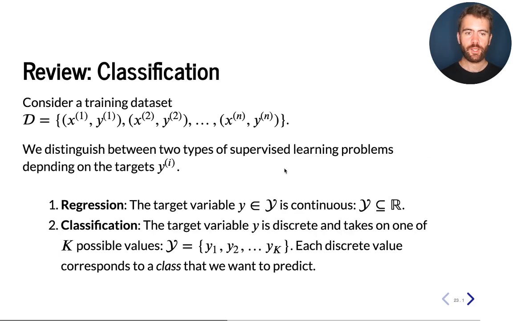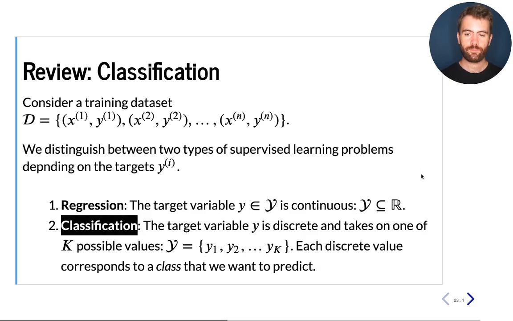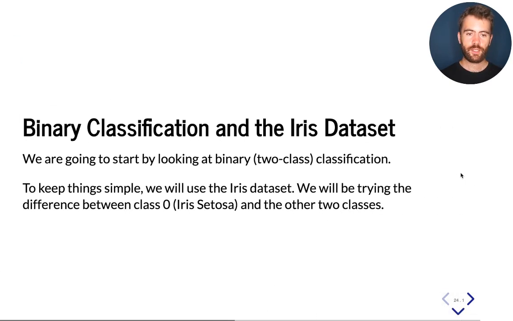So let's start by reminding ourselves about the definition of classification. In classification, or more generally in supervised learning, we have a training data set of this form. And if the targets y are discrete, if they take one of a finite number of possible classes, then we call this a classification problem. And specifically, if the number of classes equals 2, we call this binary classification.